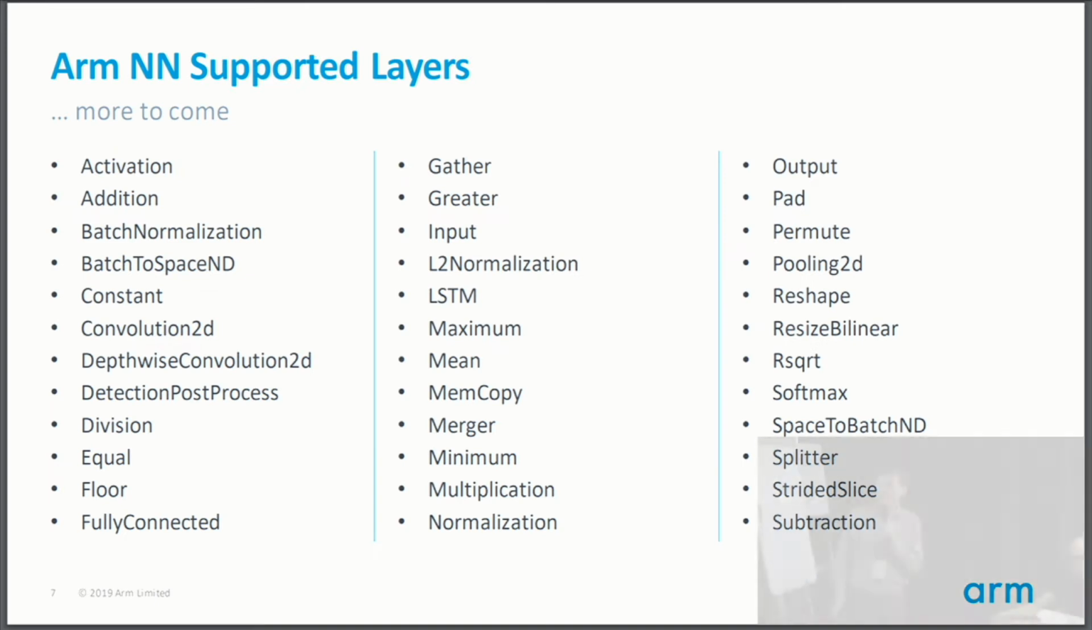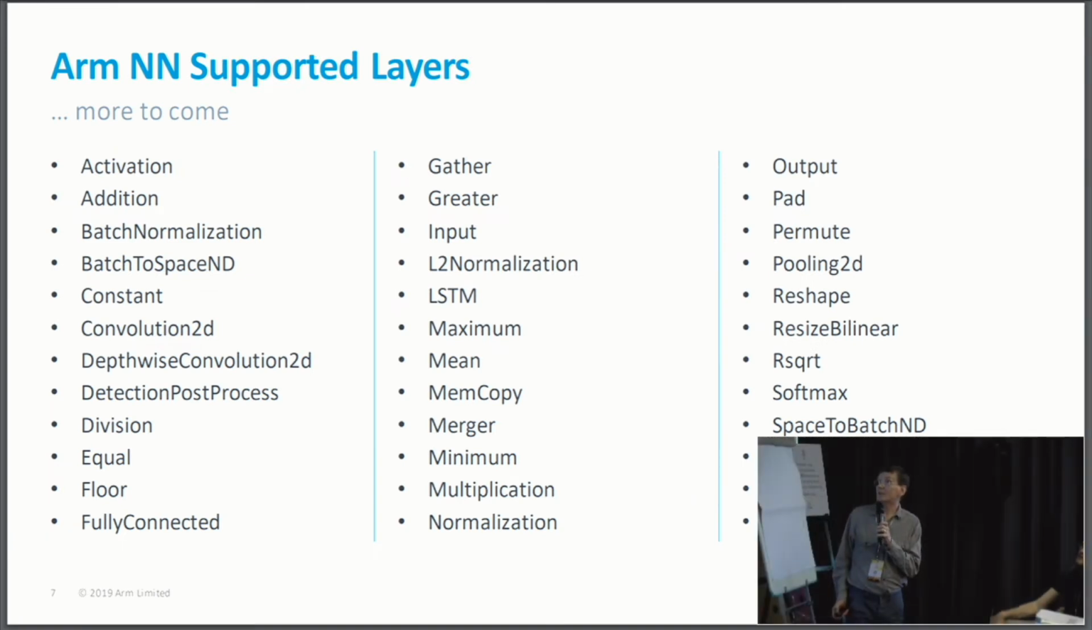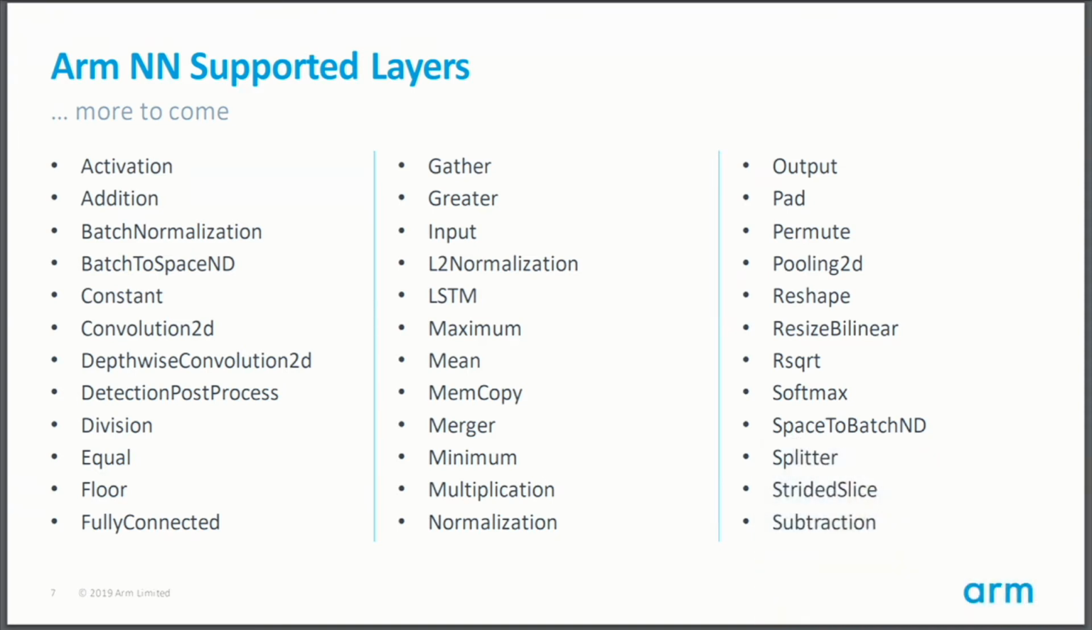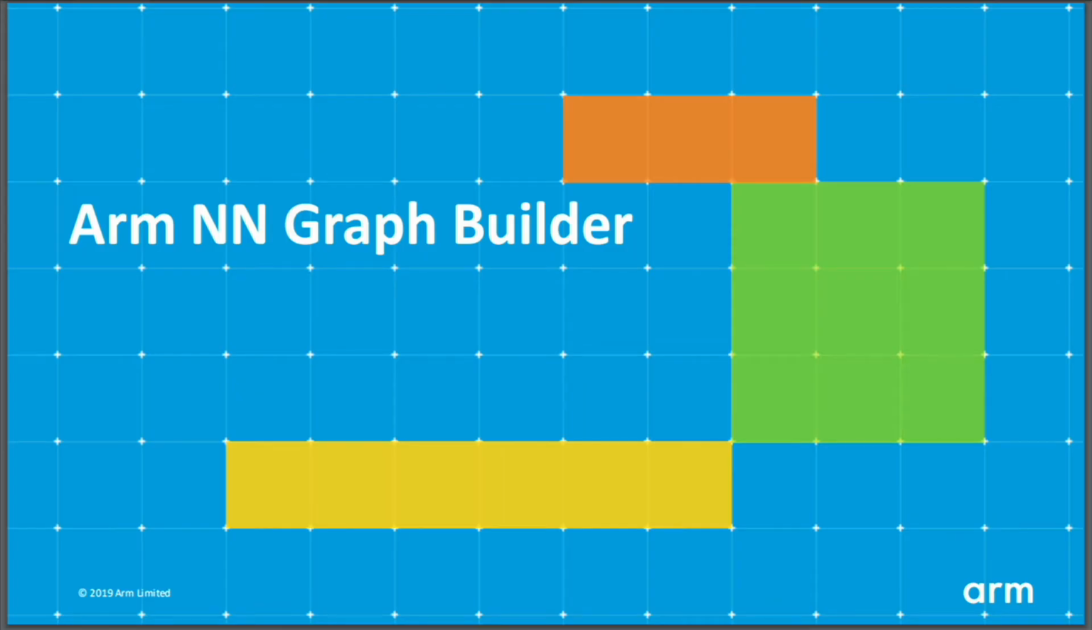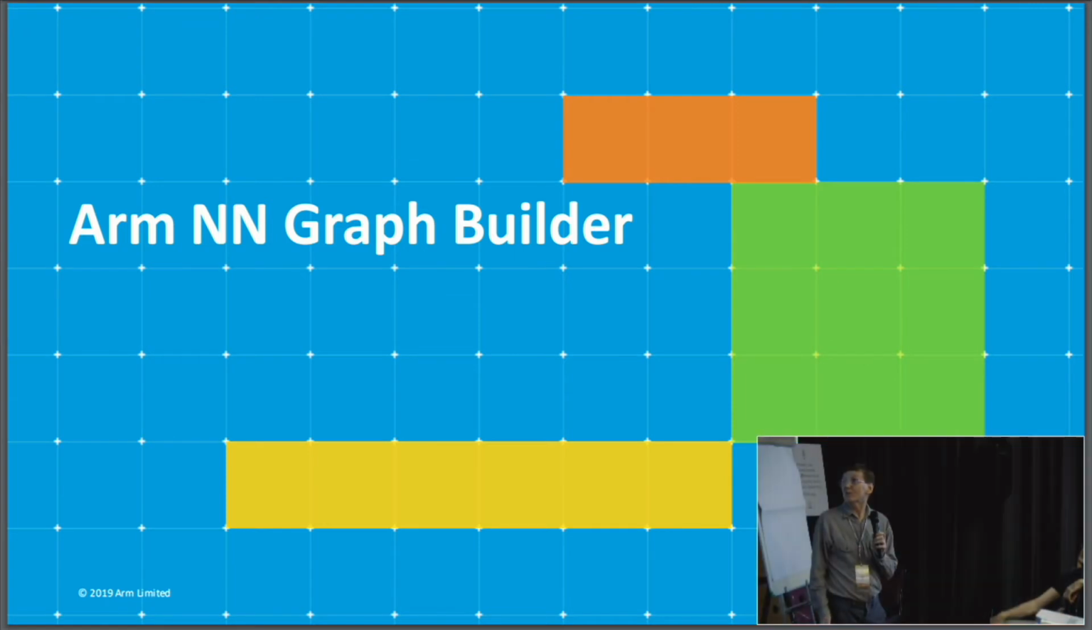There are some of the layers that we support in Arm NN. There's more coming all the time, and you can always add your own if we don't support it. You can always provide your own layers. So now we're going to move on to the graph builder.